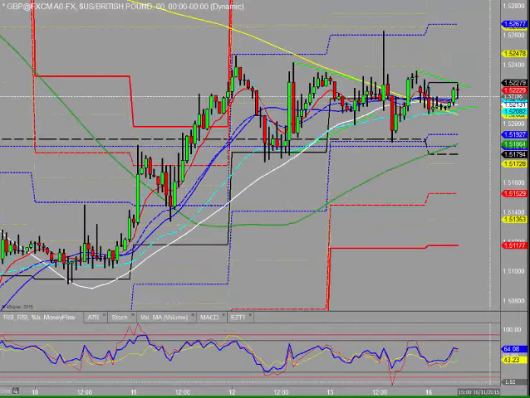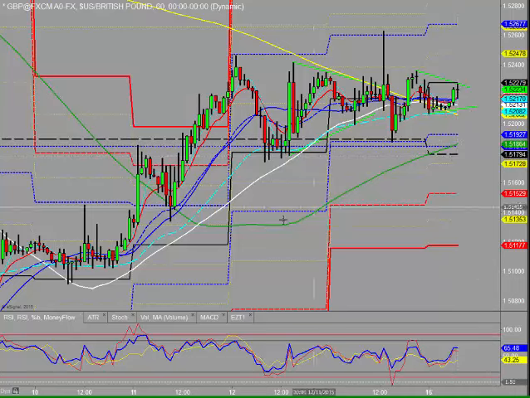So I should just tell you what news is out today. Flash manufacturing and services figures back for France and Germany at 8 and 8:30. So a bit of volatility expected potentially there.